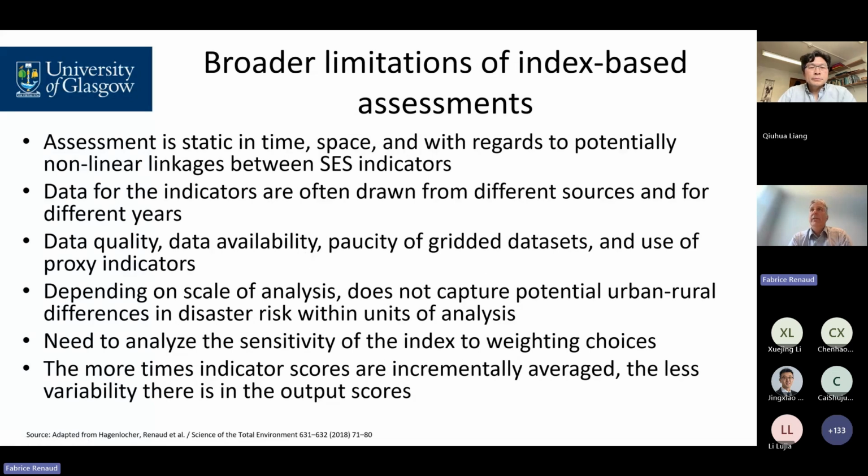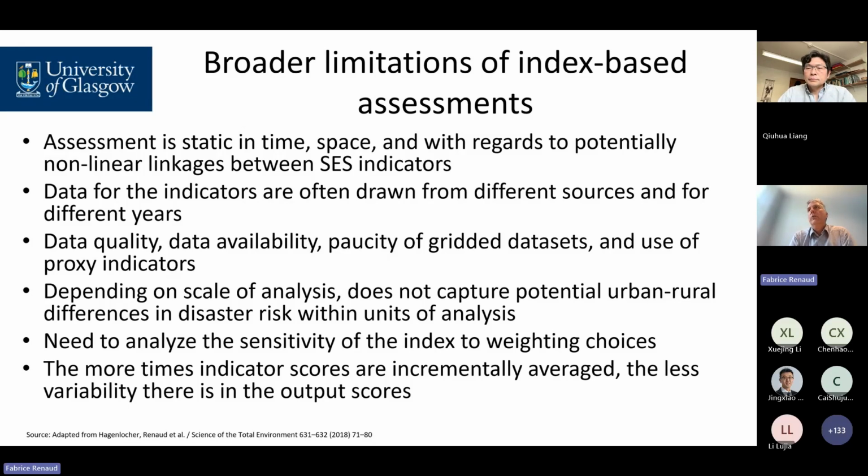Broader limitations of index-based assessments. It links to what I was saying before. Typically, these index-based assessments are static in time and space, and they really consider that everything is linear. Whereas, as we know, in terms of socio-ecological systems, many of the processes are non-linear.